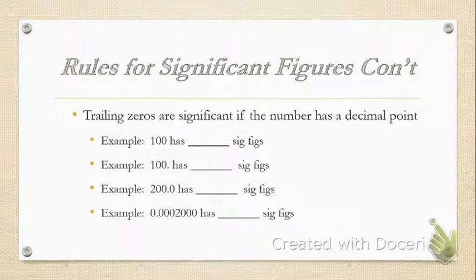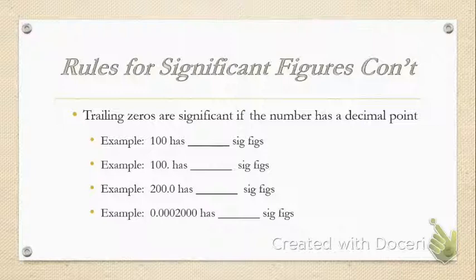Now, here is your other case where a 0 would not count. And this is horrible English, I understand this, but this is how I remember it. No decimal, no count. So if there's absolutely no decimal in the number, the zeros do not count.